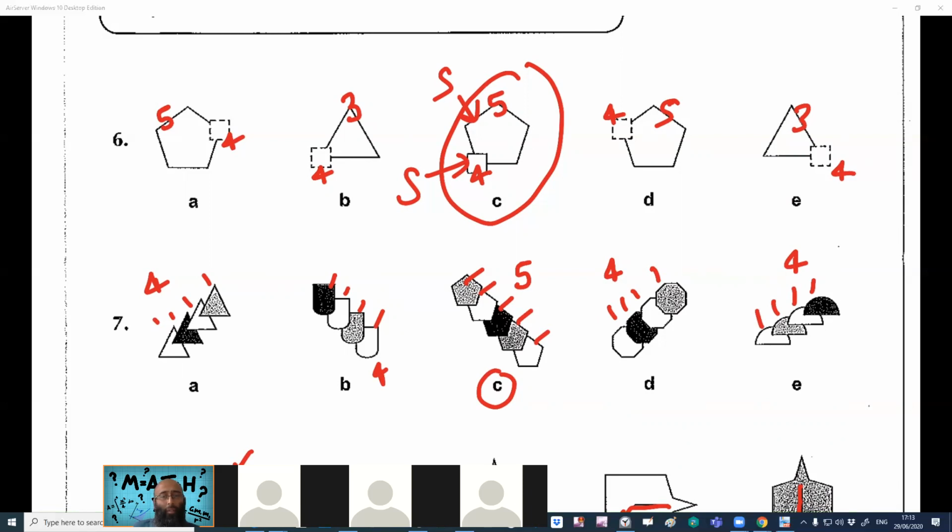Number 6 was C because two shapes are solid shapes with no dotted shape. And number 7, the answer was C again, because that's the only pattern that had 5 shapes in it, whereas all the others had 4. I hope that answers your question.